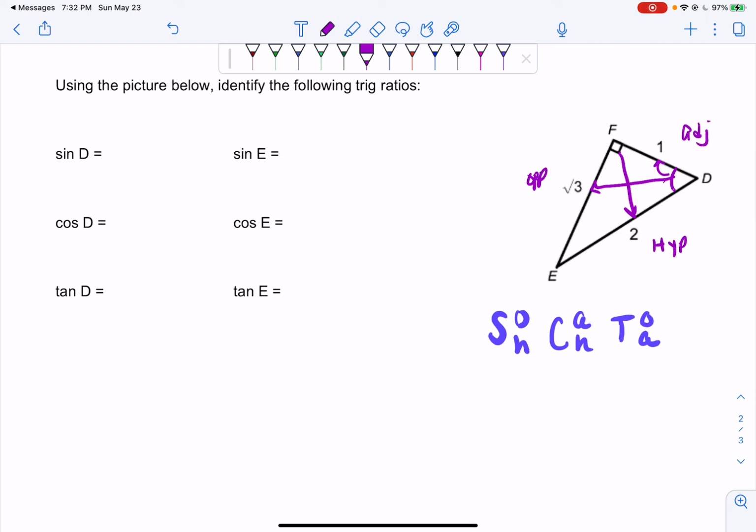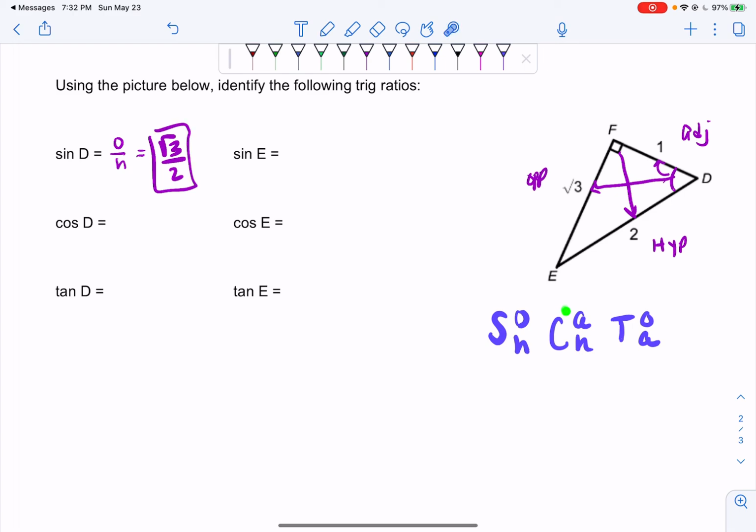So the first thing we want to do is sine of D. Sine of D, we said, is opposite over hypotenuse. My opposite is a radical 3, my hypotenuse is 2. So I get radical 3 over 2 as my final answer.